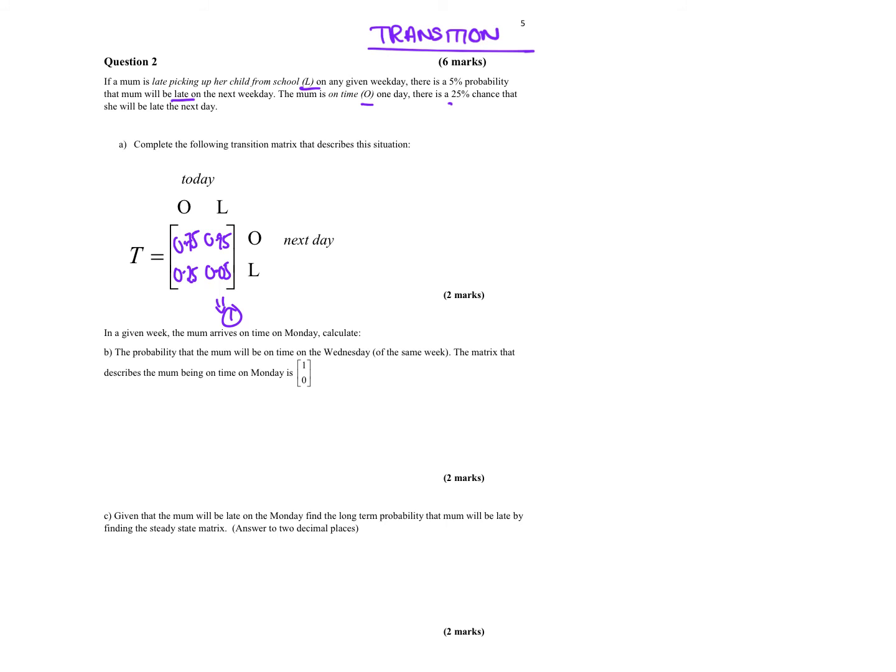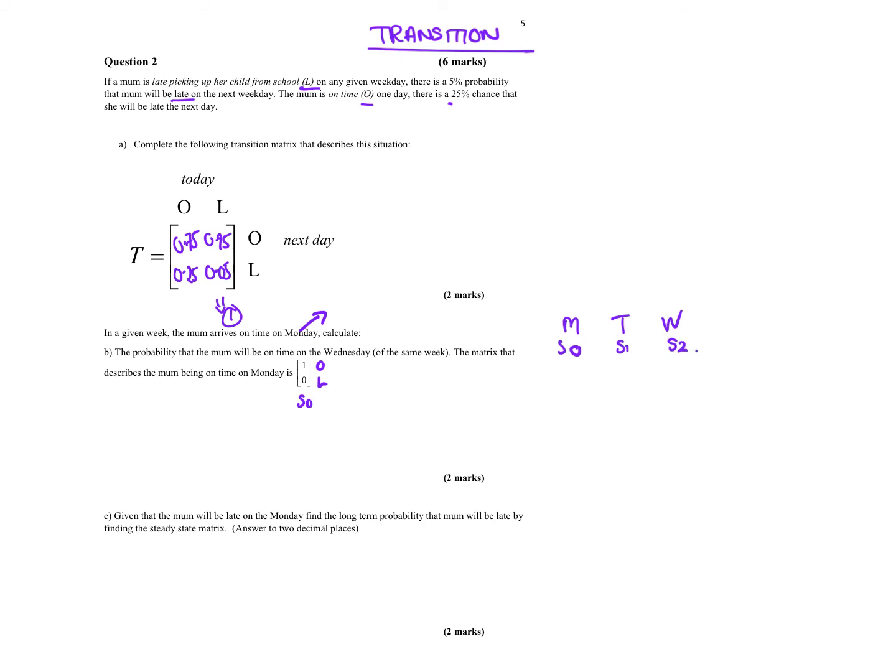All right. So then they've got, in a given week, mum arrives on time on Monday. So, they said that the probability that mum will arrive on time on Wednesday, the matrix that describes mum being on time on Monday is here. So when she's on time and late, because you know she's on time on Monday, that means it's 100% that she's on time. That's why there's a 1 there. So the probability is 1. So this is like your S0.